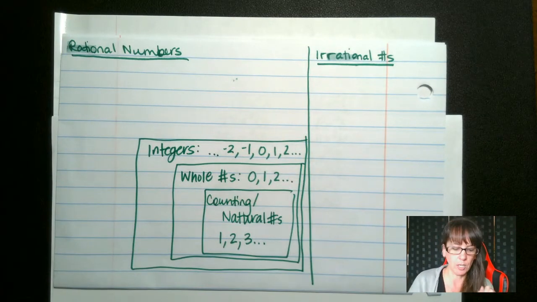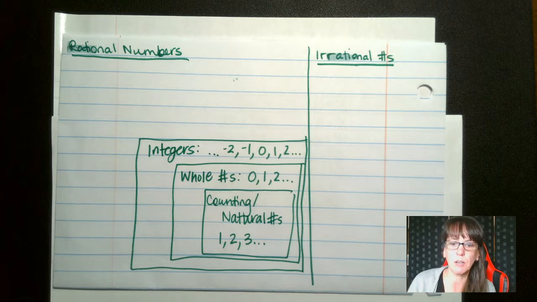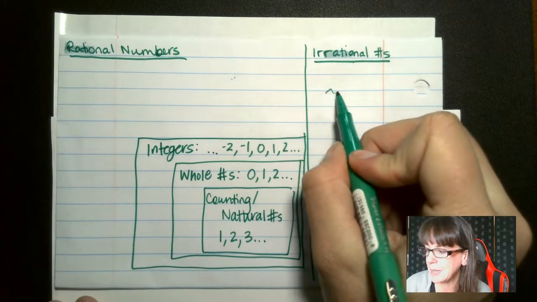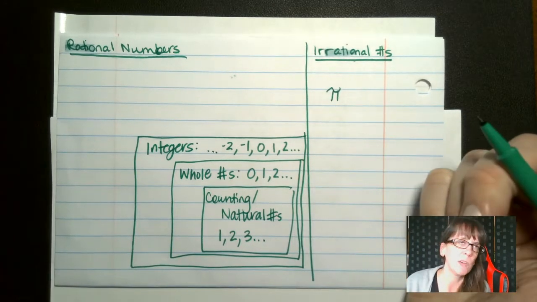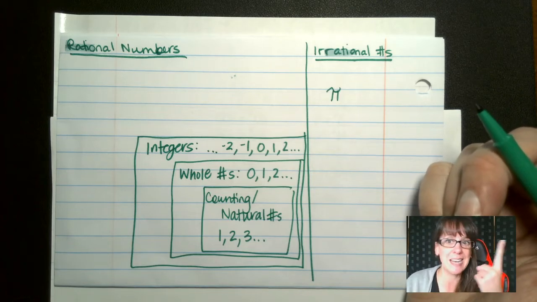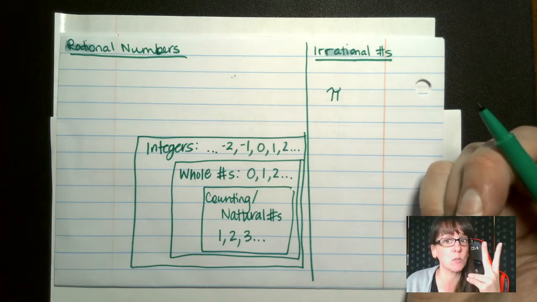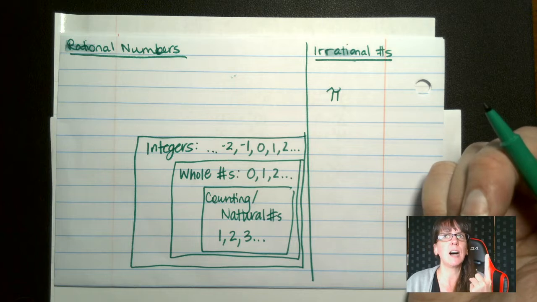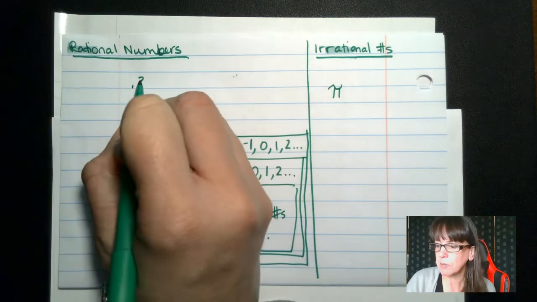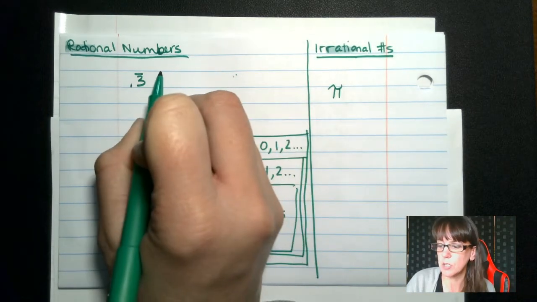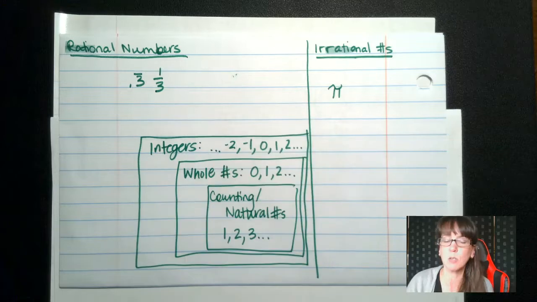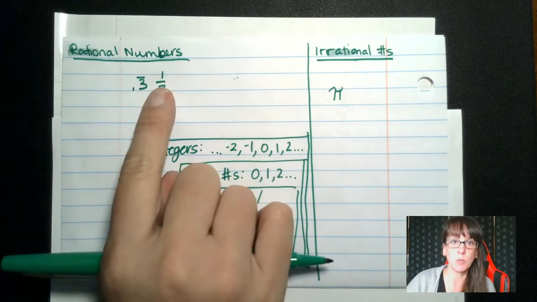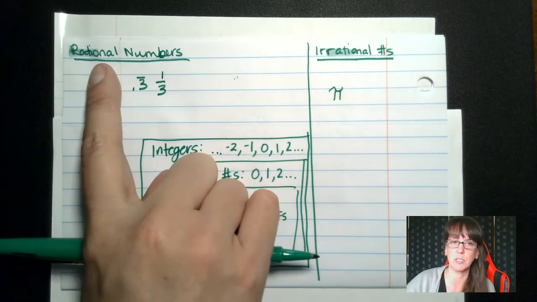Irrational numbers are, for right now, most familiar as pi, because that is 3.1415, and so on. It goes on, it never ends. It's a decimal that never ends, and it doesn't repeat. If a decimal doesn't end, it can be rational as long as it repeats. For example, 0.3 with a line over it is a rational number, which is 1 over 3. It can be turned into a fraction, therefore it's a rational number.